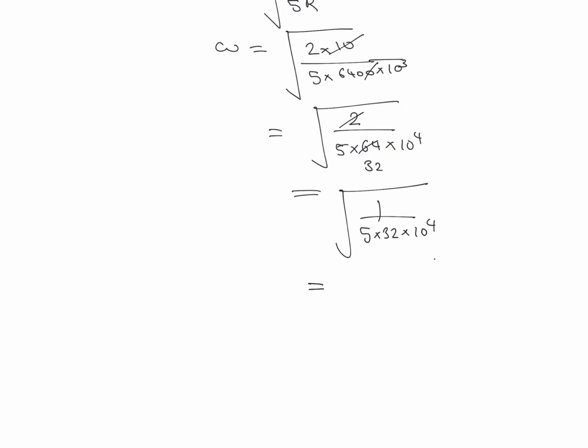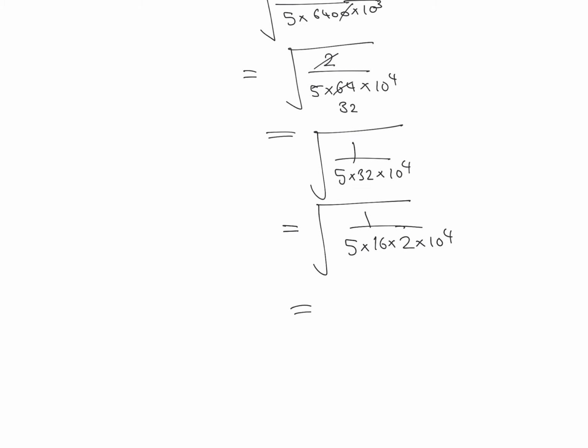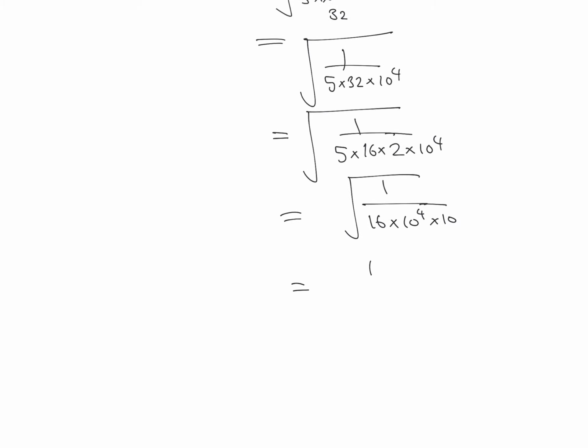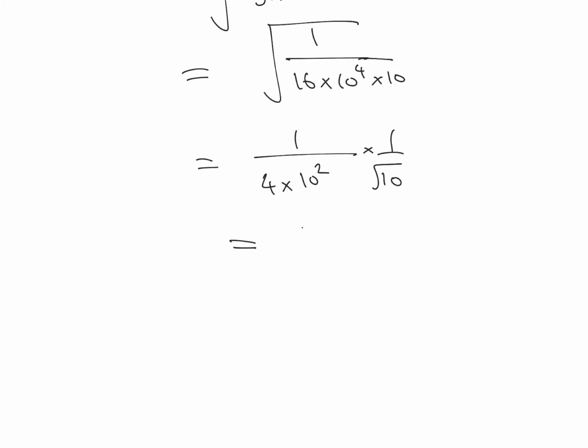This can be written as 5 into 32 can be written as 16 into 2 into 10 raised to 4. So we can write this 5 into 2 is nothing but 10. So this is under root of 1 divided by 16 into 10 raised to 5, or 10 raised to 4 into 10. Now root of 1 is 1, root of 16 is nothing but 4, root of 10 raised to 4 is nothing but 10 raised to 2, divided by root of 10. And the root of 10, we can take it as 3.16.